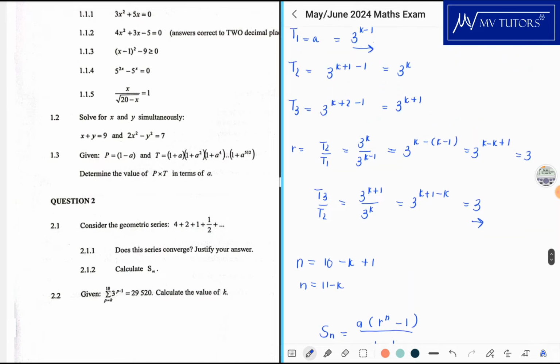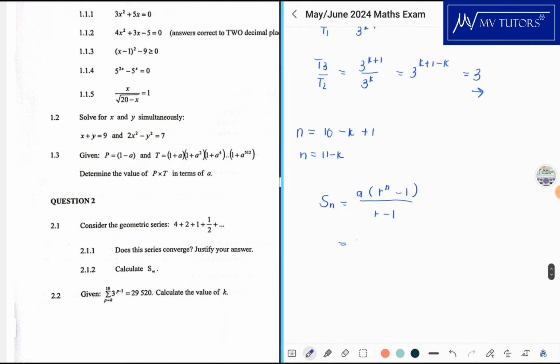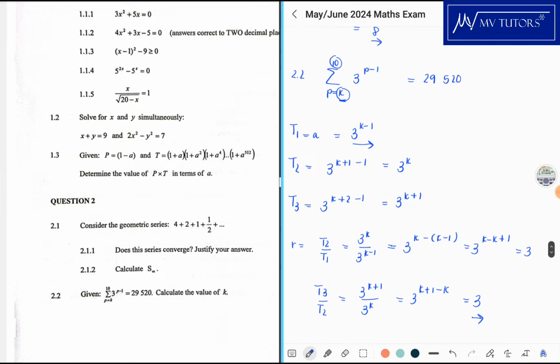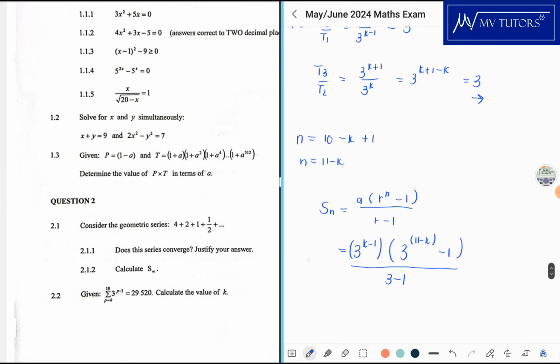So A, we have 3 to the power k minus 1. And then r is 3. n is 11 minus k. And then we're dividing by 3 minus 1. And the sum, they gave it to us, it's 29,520.